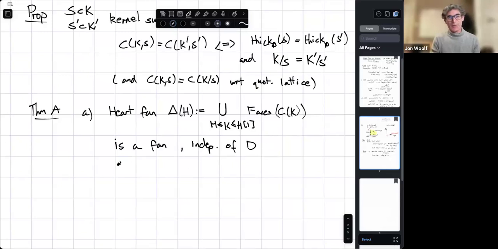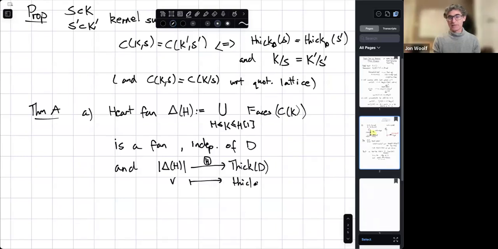Right, where was I? Yeah, this is a fan. It's independent of D. So when you have a fan, you can think about its support. That's just the union of all the cones in the fan. So this is now just a subset of the vector space rather than a set of cones in the vector space. And there's a well-defined map that I'll call capital theta, from there to thick subcategories, the set of thick subcategories of D, that takes a vector V in the support to the thick subcategory generated by the kernel subcategory of V.